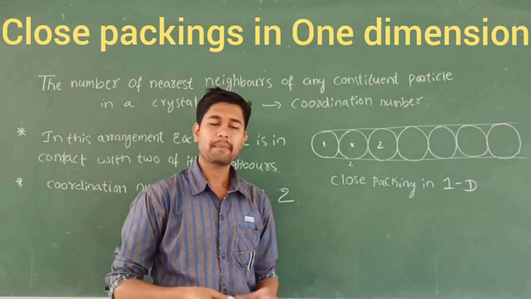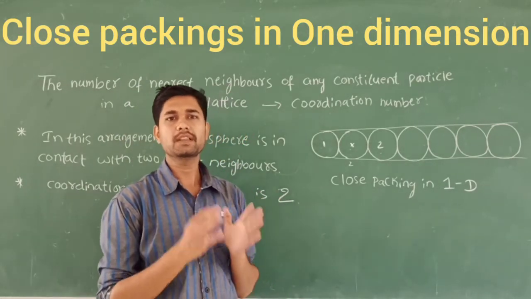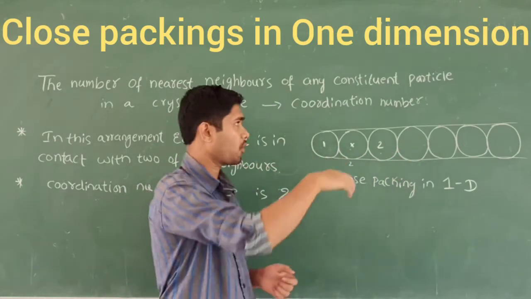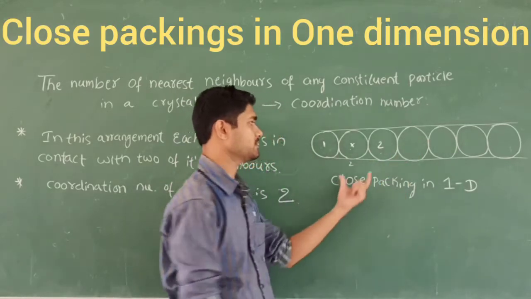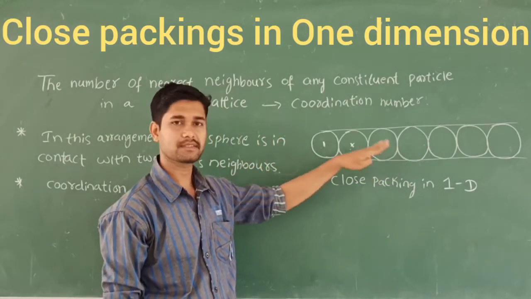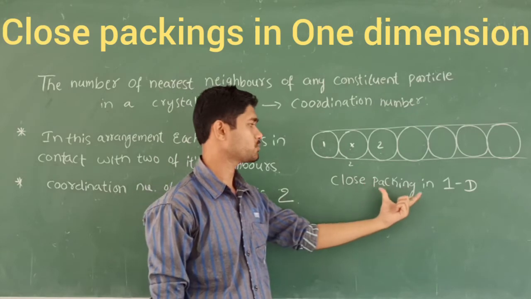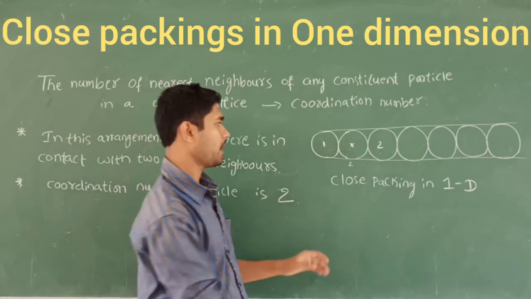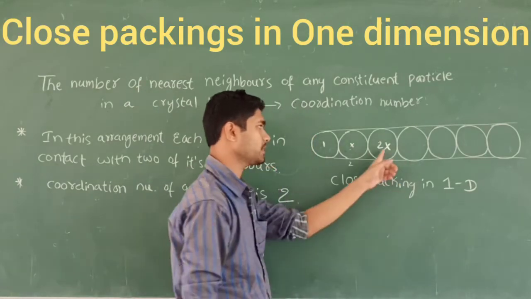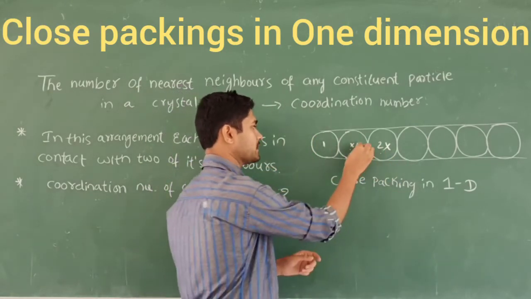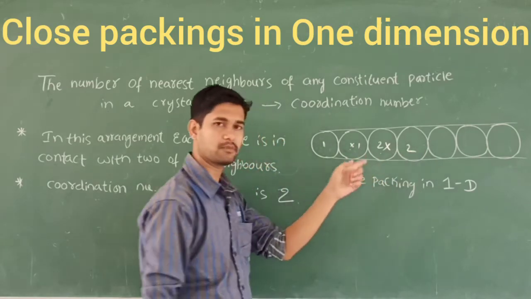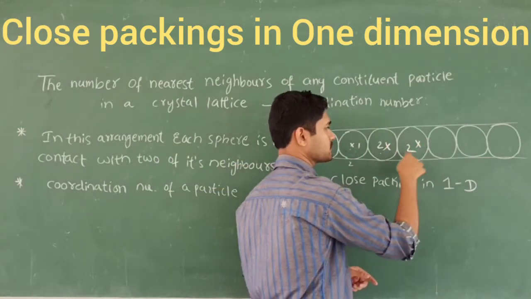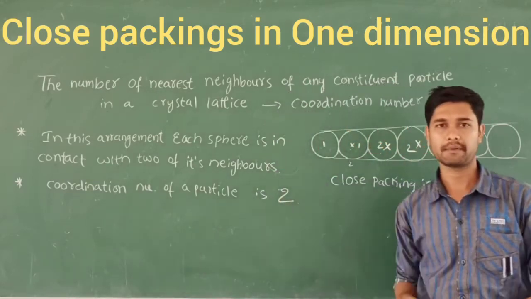What happens in one dimension? There is only one way to arrange the spheres, the constituent particles, in a row. We arrange the constituent particles in a row shape. This is close packing in one dimension. Each sphere is attached to 2 neighbors, on this side and this side, so the coordination number will be 2, and this is what happens in one dimension.